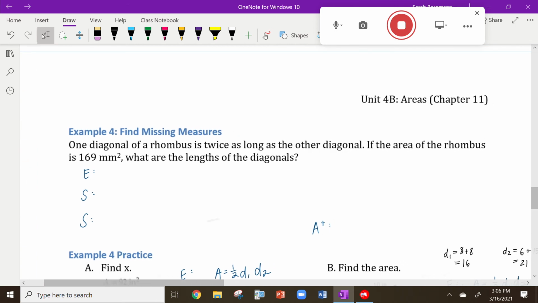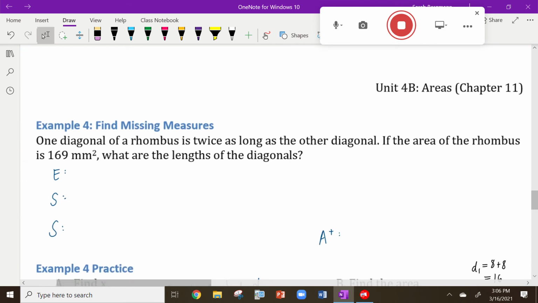Now let's try to use this to find missing measures. It says one diagonal of a rhombus is twice as long as the other diagonal. If the area of the rhombus is 169 meters squared, what are the lengths of the diagonals? So first, let's come up with our equations. I know the area formula for a rhombus is 1/2 D1 times D2, or D1 times D2 divided by 2. I also know that one diagonal is twice as long as the other. It doesn't matter which one you use as the longer diagonal, but I know one has to be 2 times the other, so that would be 2D2.